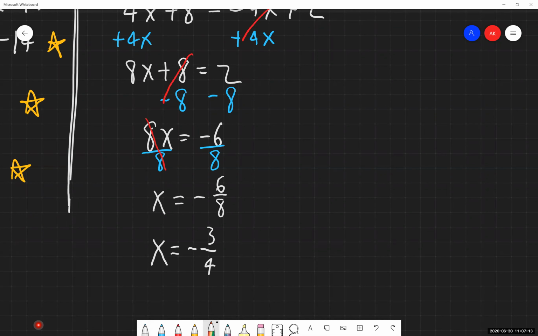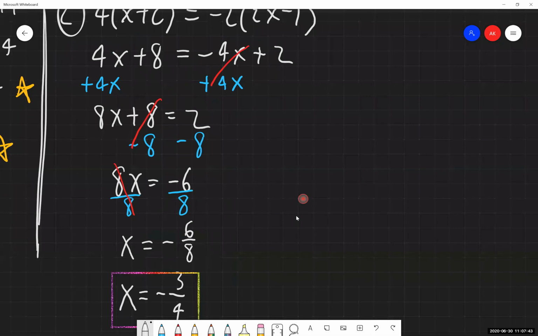If you do not fully reduce your fraction answers, unless the problem states otherwise, you will be losing points. Okay? I'll be saying that numerous times throughout the quarter. Always fully reduce your fractions. Okay? So we have this here.